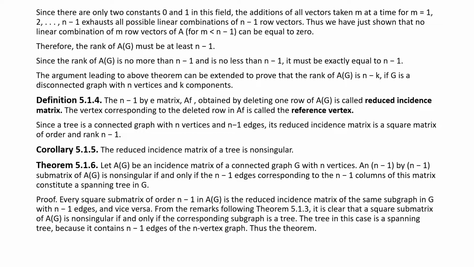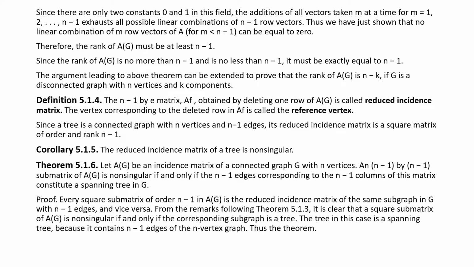Since the rank of A of G is not more than n minus 1 and is not less than n minus 1, it must be exactly equal to n minus 1. So the argument leading to the above theorem can be extended to prove that the rank of A of G is n minus k, if G is a disconnected graph with n vertices and k components.